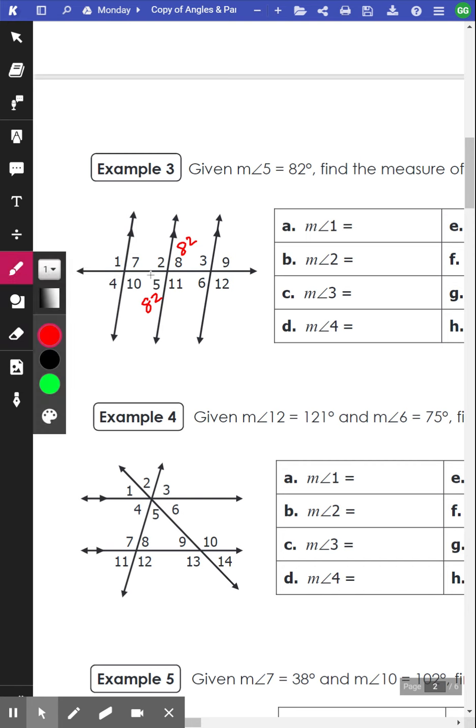I already know that from here all the way to here is 180, so if this angle right here is 82 degrees, well, this one has to be 98, if I'm correct. And if it's 98, okay, I'll do it in a different color.